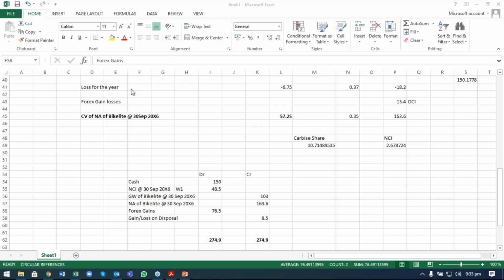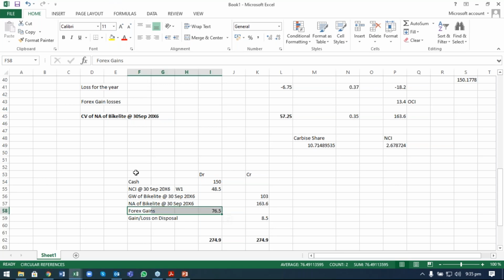Someone is asking for a gain on a goodwill, as it's a full goodwill method, so we will be charging foreign exchange share to NCI as well. Any question as of now till this point?